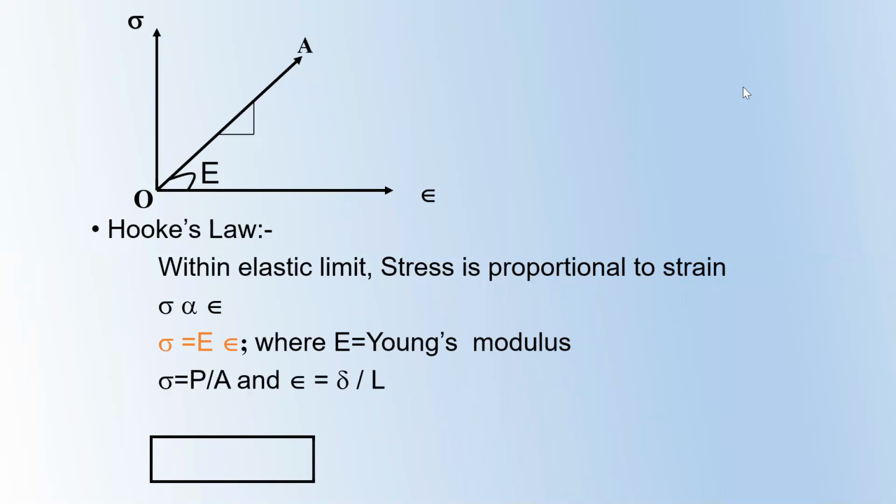So again, what is sigma? We have already seen stress is force per unit area, and what is epsilon? That is delta, the change in length per unit original length. So I can say P by A is equal to E into bracket strain, that is change in length per unit original length. So delta is equal to PL upon AE. So change in length can be given by PL upon AE.